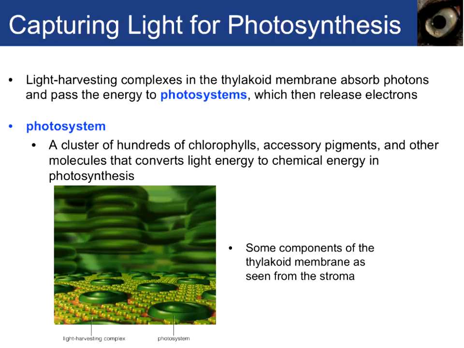So think of the light harvesting complexes as arrays of solar panels. These harvesting complexes collect the sun's rays, and then funnel them down to a collecting point, which is the photosystem.